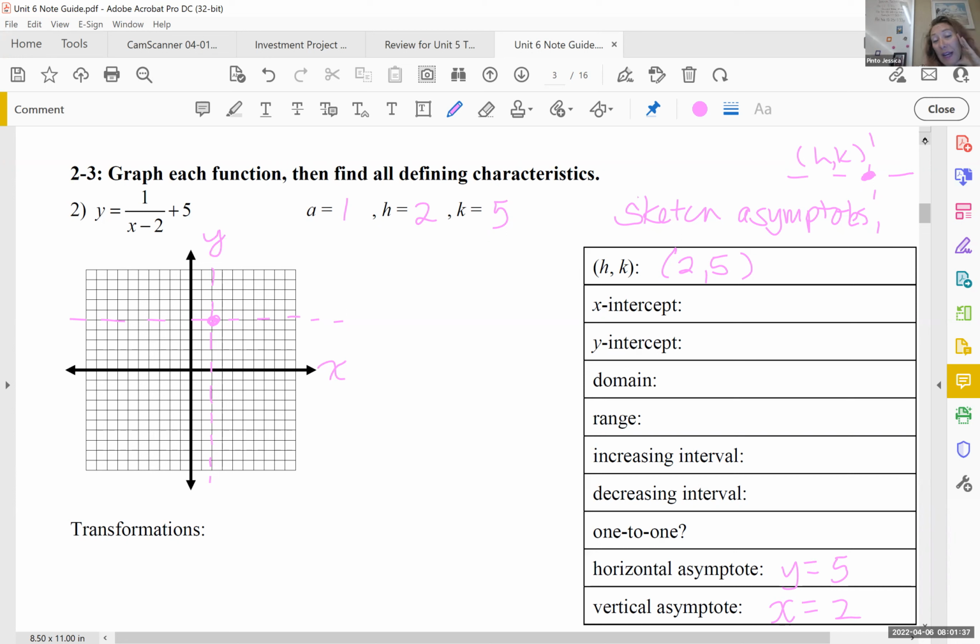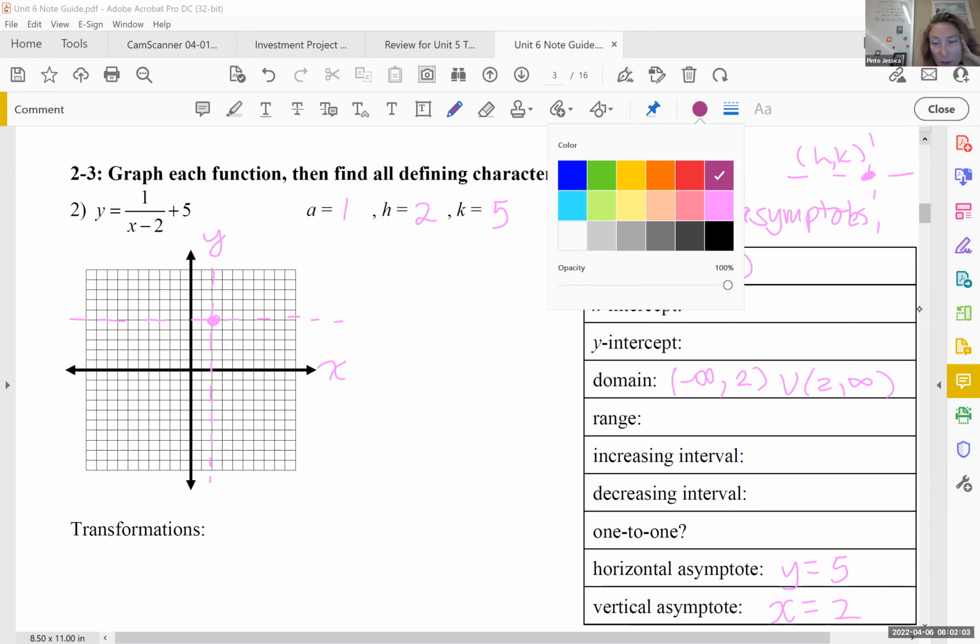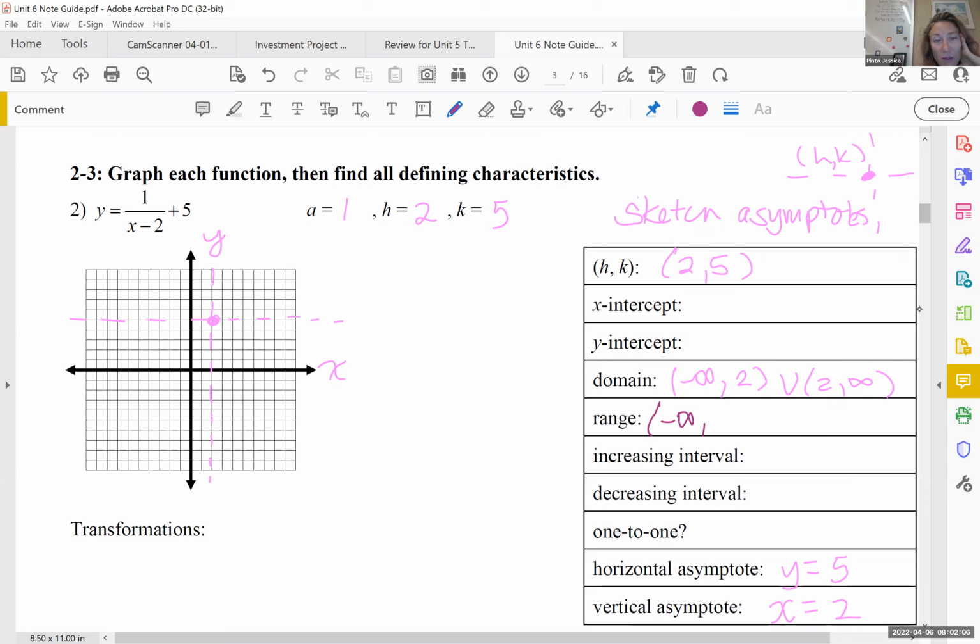So this function will have an X and Y intercept, whereas the previous one did not. So let's do the domain. The domain will go from negative infinity until, and then where's the X asymptote? It's at 2. And that's going to be union with 2 to infinity. And we always start with negative infinity. So then doing the range, we'll do the exact same thing, but we'll start with negative infinity, and then we're going to go to the Y value, which is 5. And that will be in union with 5 to positive infinity. We don't know the increasing or decreasing interval, but we do know yes for 1 to 1.